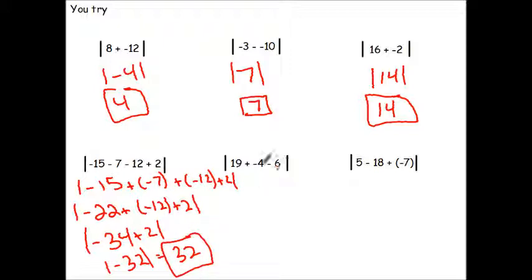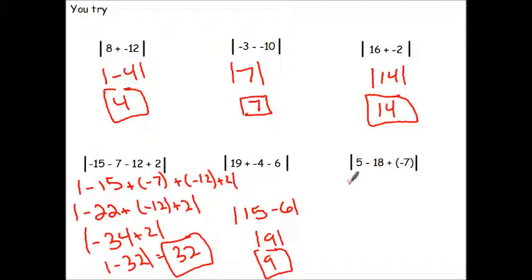Alright. On this one, 19 plus negative 4 is 15. I have 15 minus 6. 15 minus 6 is 9. So absolute value of 9 is 9. Alright, so go ahead and pause it. Try this one right here. Then come back when you're ready.